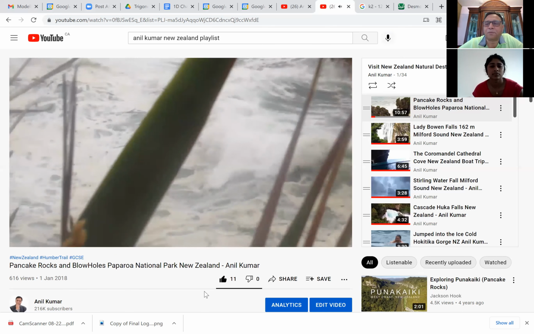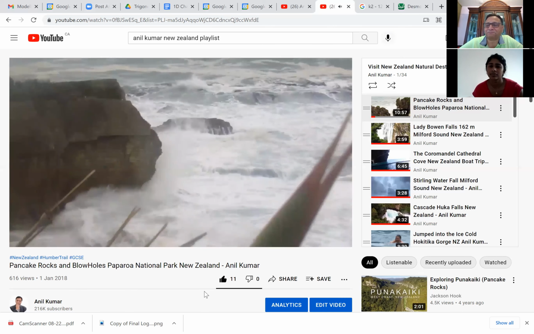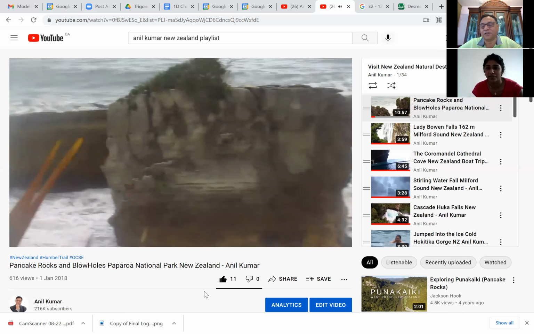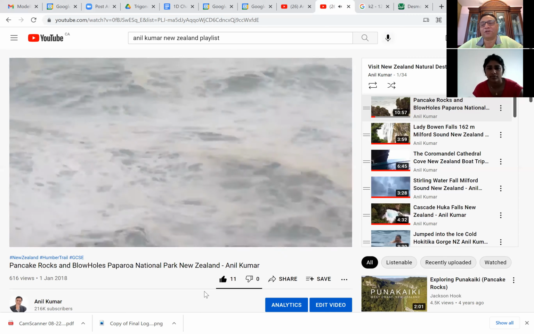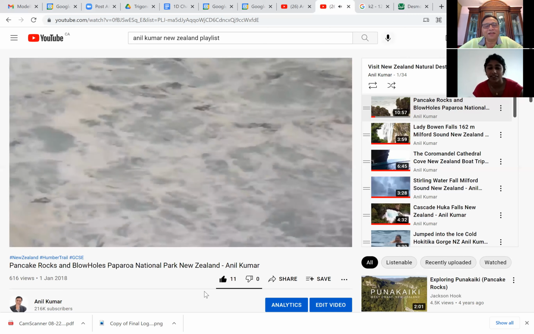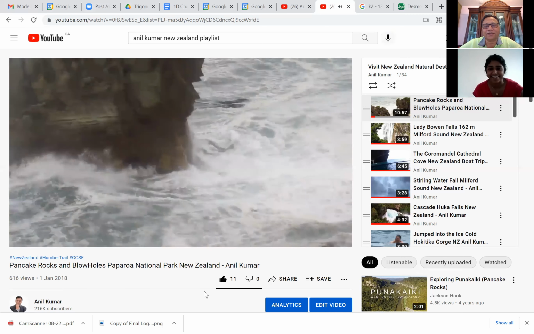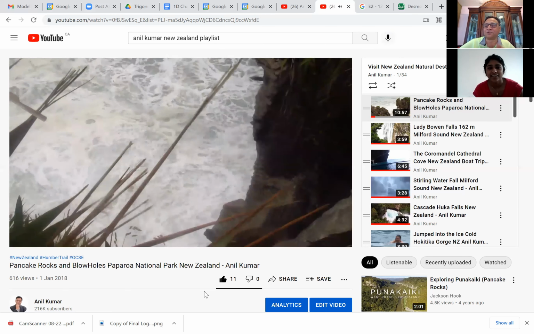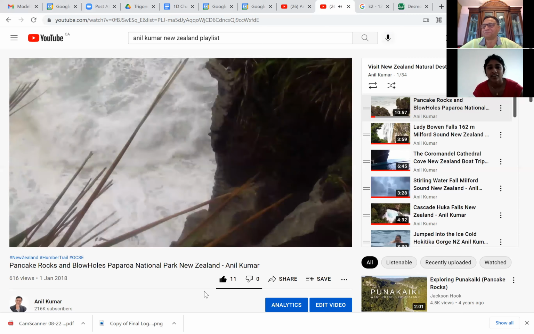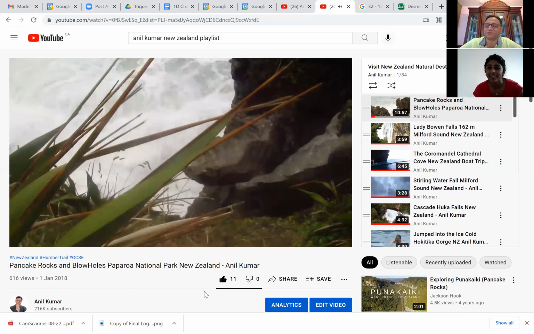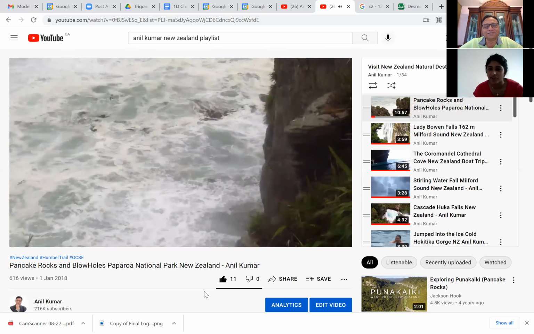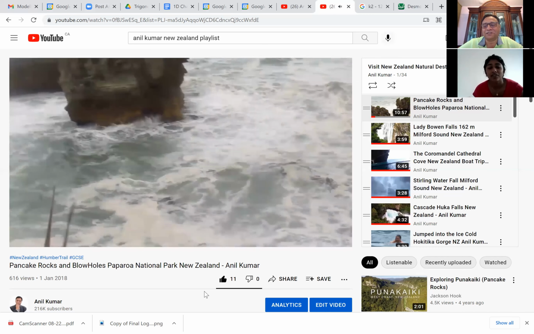That is Paparoa National Park in New Zealand. The waves that you are seeing can be meters high, very high waves. The rocks you're seeing have been carved by these waves over a period of billions of years. It keeps hitting the rocks and then it erodes them.